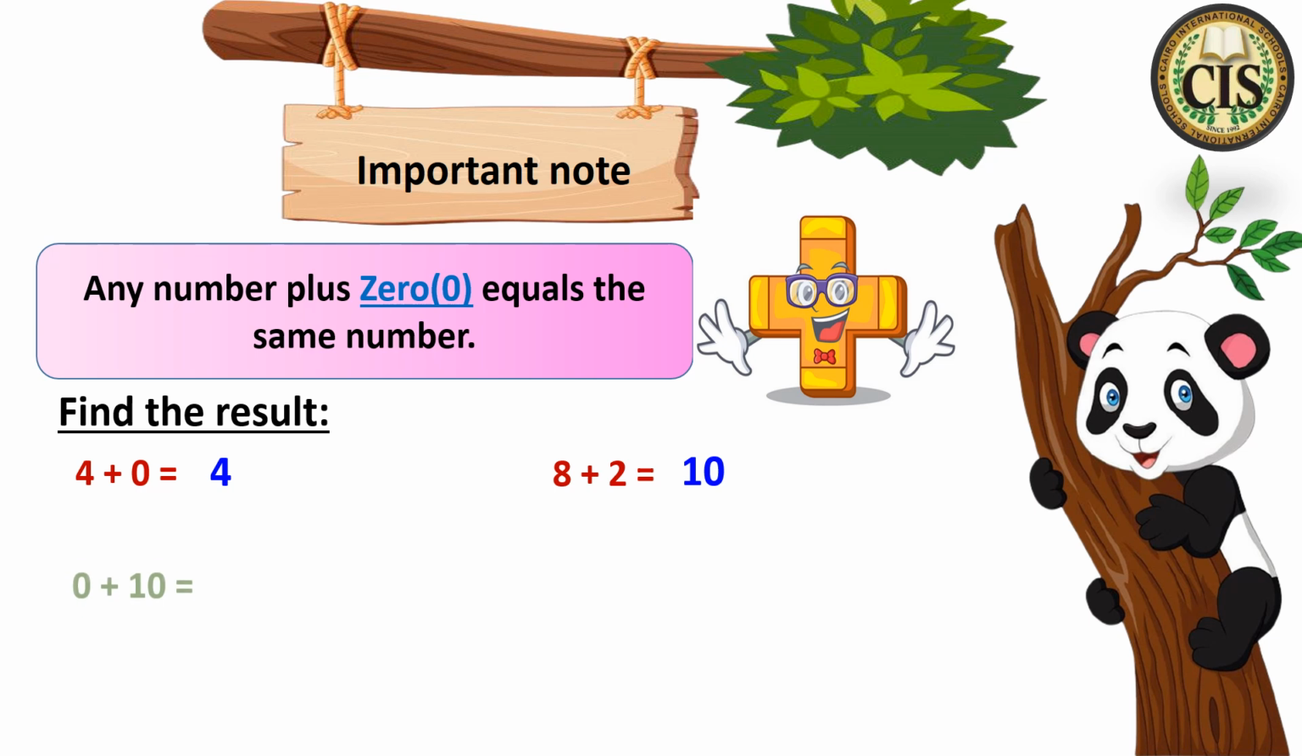The next one, 0 plus 10. Any number added to 0 will be the same number. So we will write 10. 0 plus 9. 0 is added to 9, so the result will be the same number, so we will write 9. The last one, 9 plus 3. We said put the bigger number 9 in my mind and 3 on my fingers and start counting after 9, 10, 11, 12. So the result will be 12.